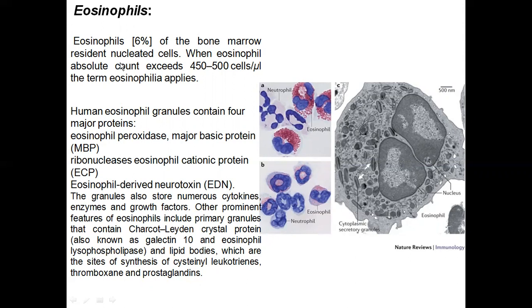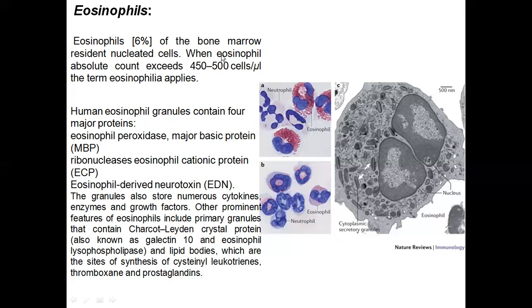They account for 6% of the bone marrow resident nucleated cells, while the neutrophils that we discussed in the last lecture were 50 to 70% of all the immune cells. They are the most abundant cells, and neutrophils are the cells that arrive first at the site of infection because they are so numerous, and they are doing different jobs that we discussed. I hope I would upload that lecture as well.